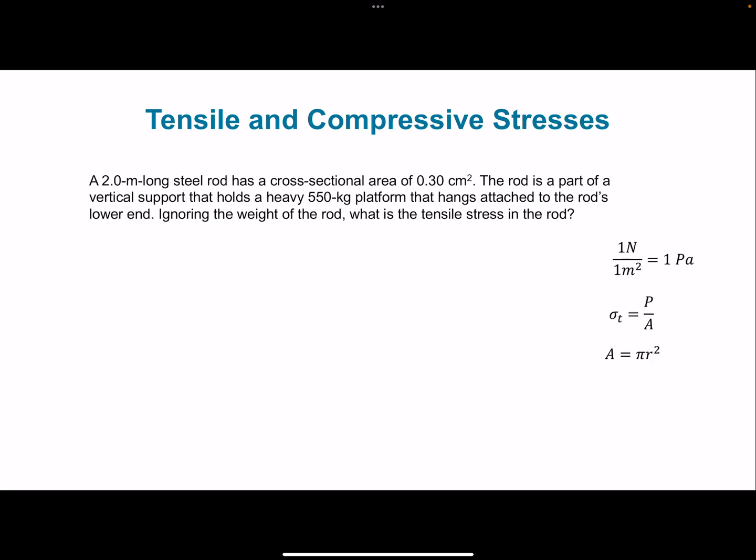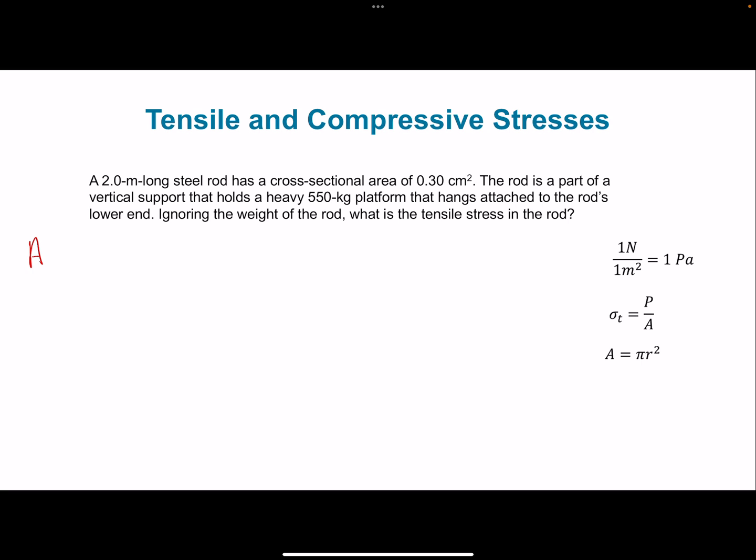In the next problem, it says a 2-meter long steel rod has a cross-sectional area of 0.3 centimeters squared. The rod is part of a vertical support that holds a heavy 550 kilogram platform that hangs attached to the rod's lower end. Ignoring the weight of the rod, what is the tensile stress in the rod? So for this problem, we have a cross-sectional area of 0.3 centimeters squared. So we got to change that into meters squared or millimeters squared, depending on if you want it in pascals or megapascals. We'll just put it in pascals.